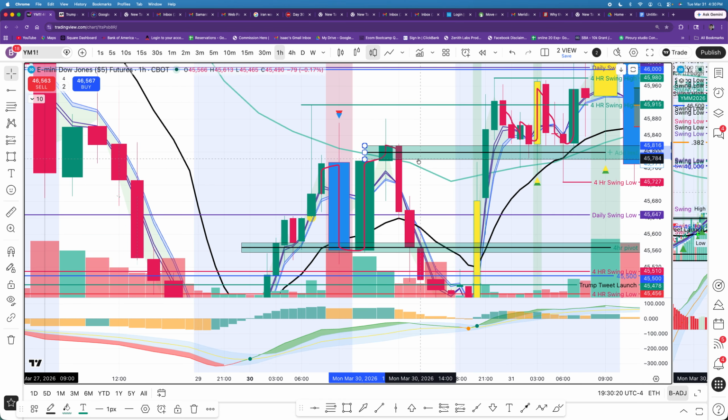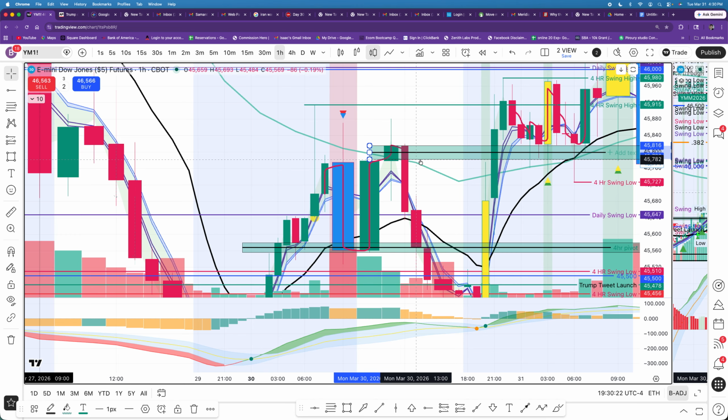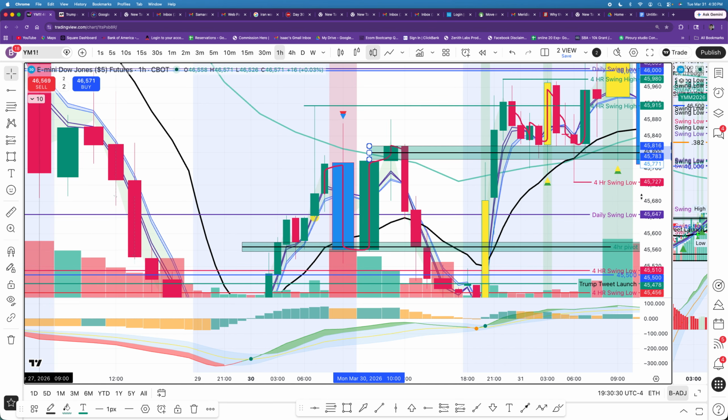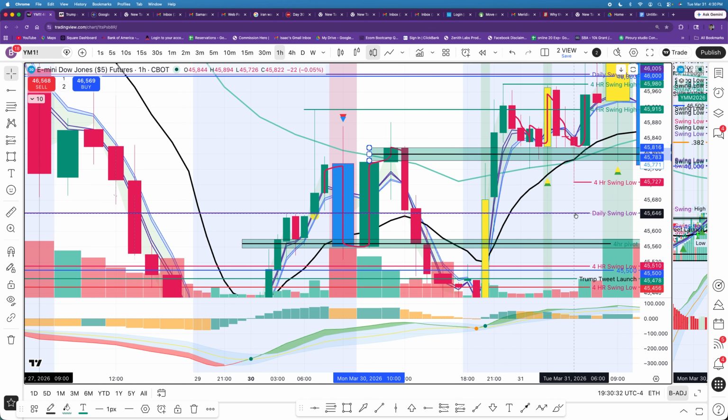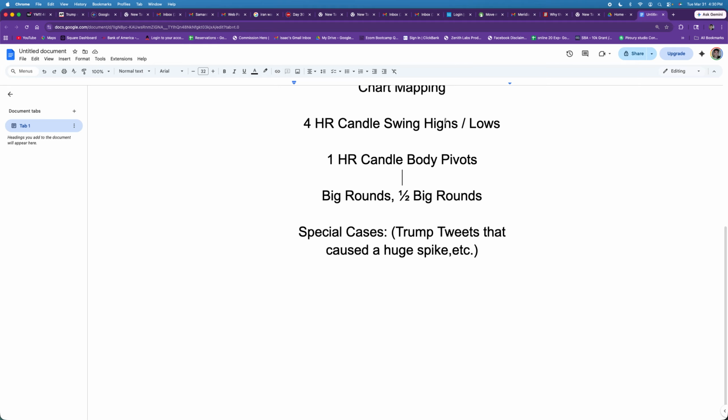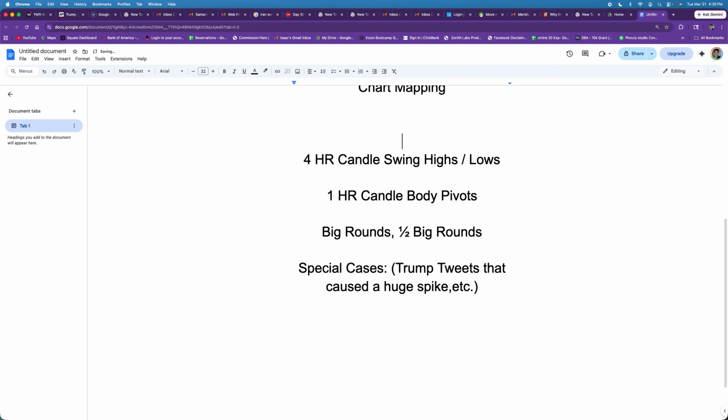So what we're going to look for when the New York session opens is we're going to look for these pivot zones on the 1-hour candle body pivots, and we're going to look for these 4-hour swing points and also the daily swings. I'm not sure if I got into that here, but yeah, daily swings should be on that as well, because those are very good areas to trade from.